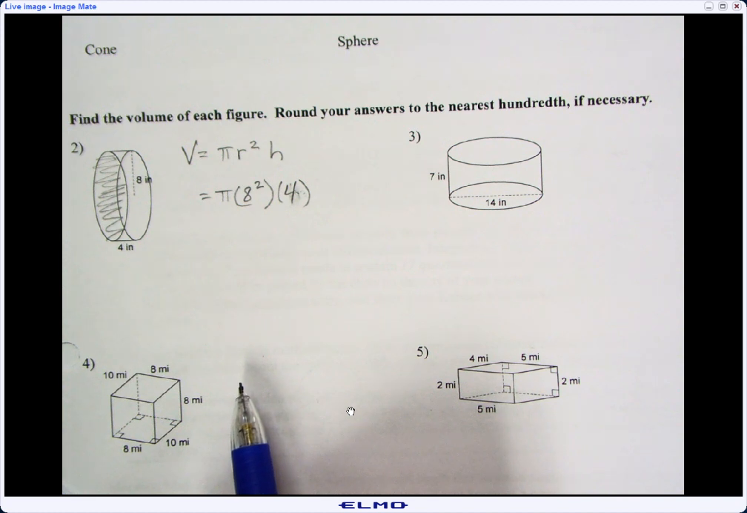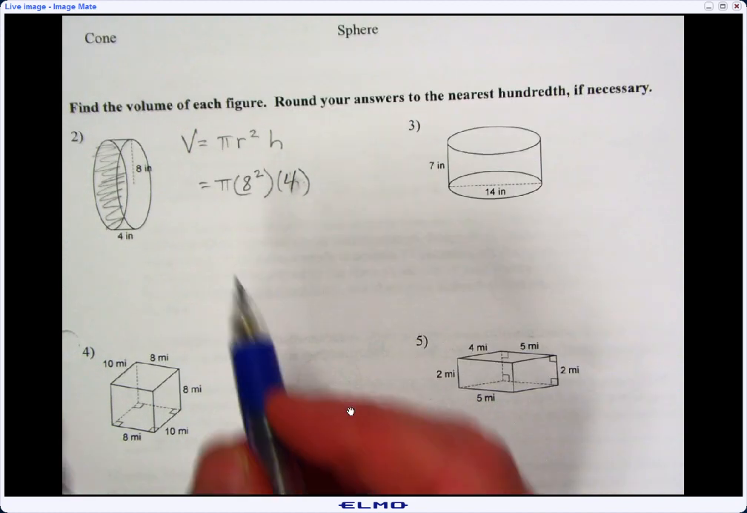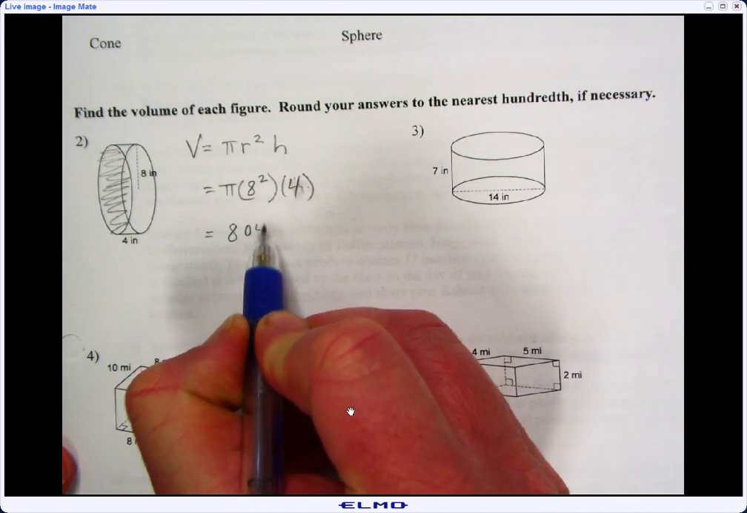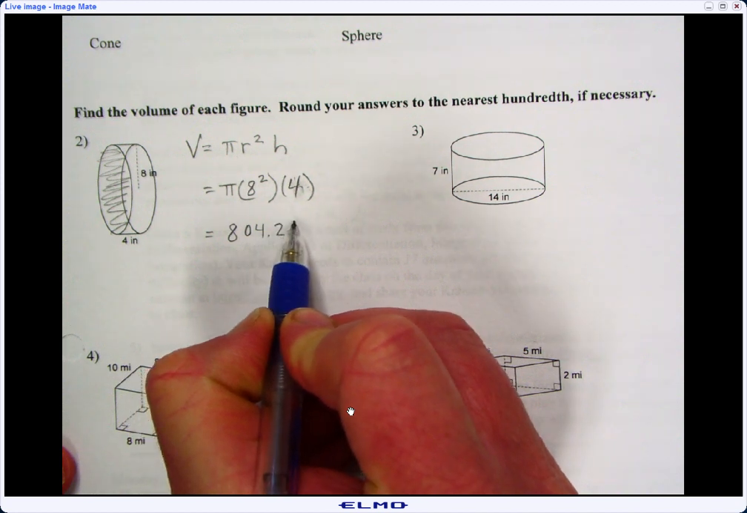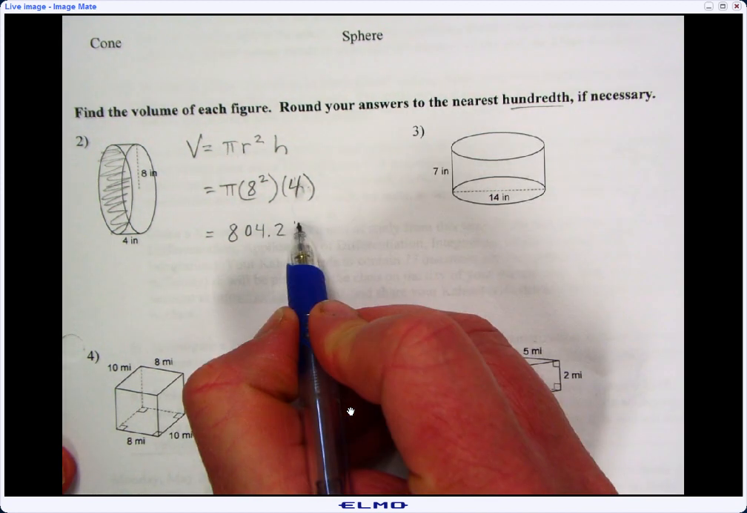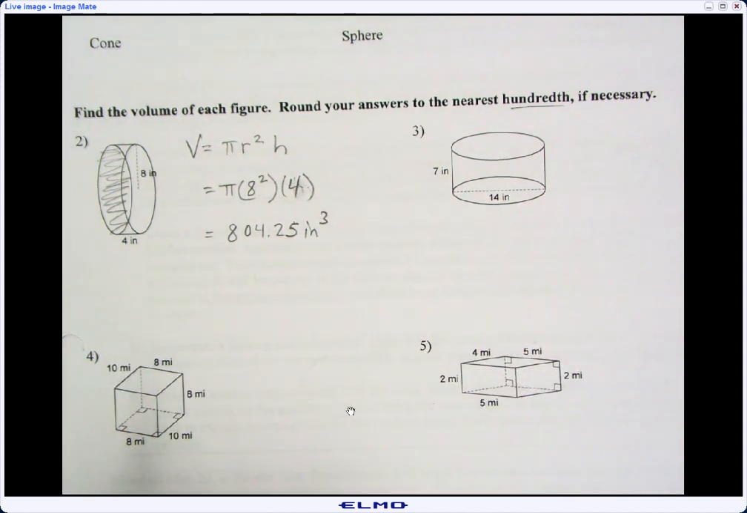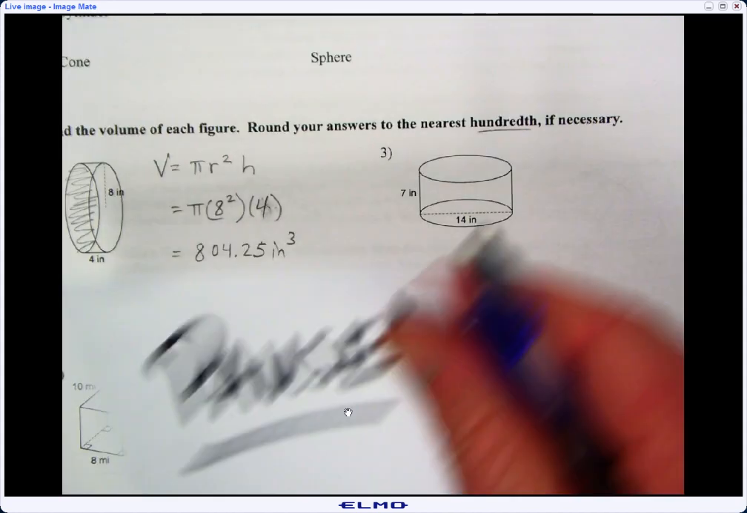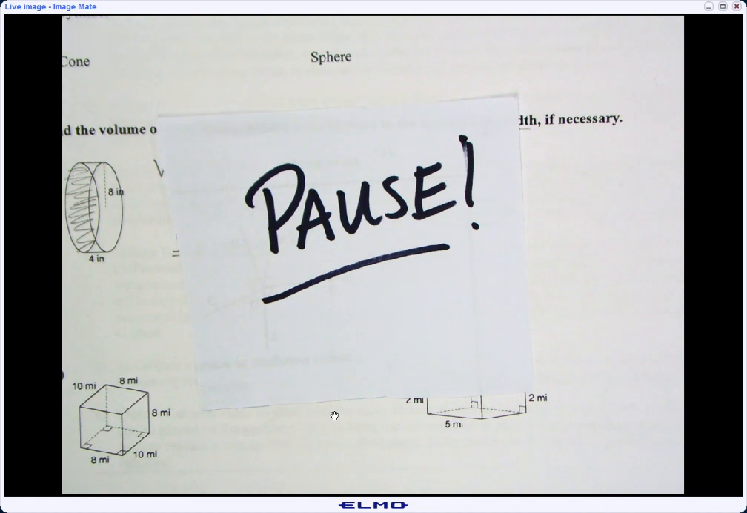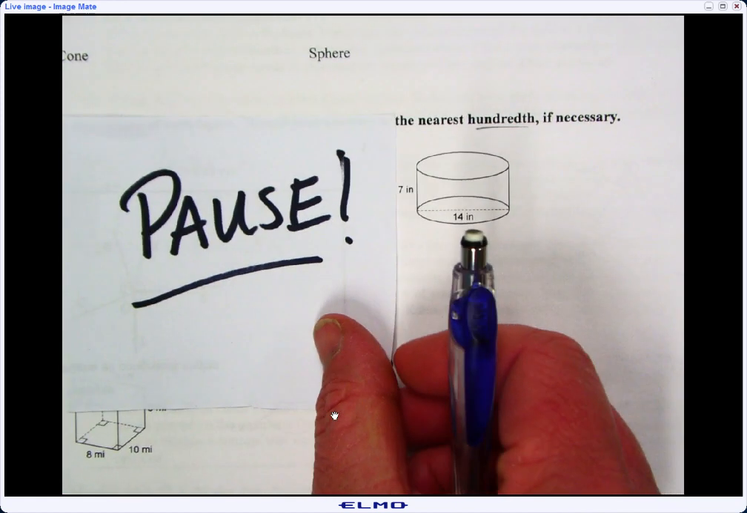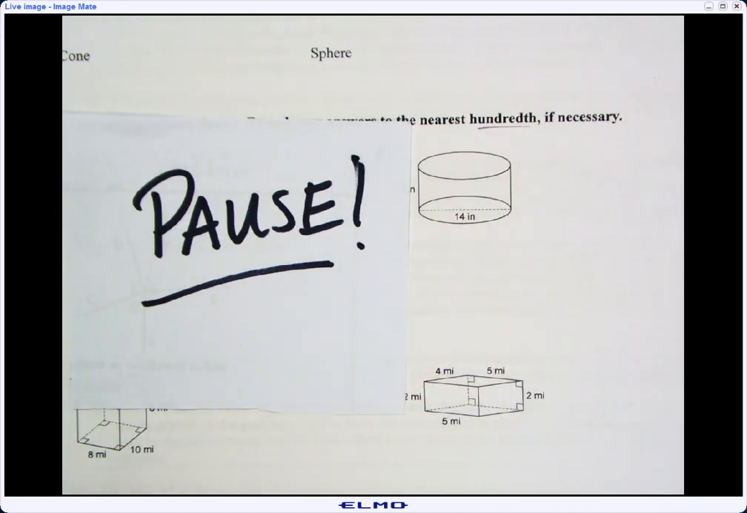Find my pi button on this different calculator. So 804.2, I know it says nearest hundredth there, so 0.25, and this is inches cubed. Volume is always cubed. Okay, there's your pause. Hold it down. And you work out this one on the right.